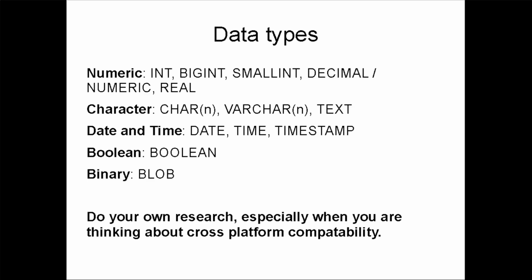Date and time data types. Date, stores only the date, year, month, day. Time, stores only the time, hour, minute, second. Timestamp, stores both date and time. Boolean data type. Boolean, stores true or false. Some databases use tiny integer, 1. Binary data types. Blob, binary large object, used for storing files, images, or encrypted data.